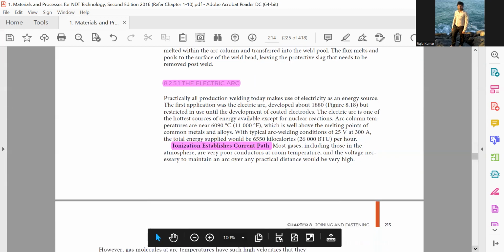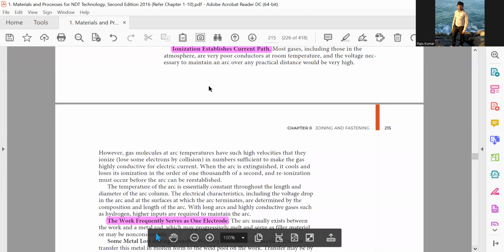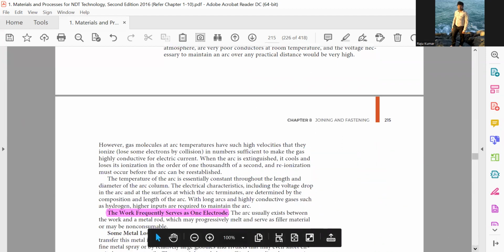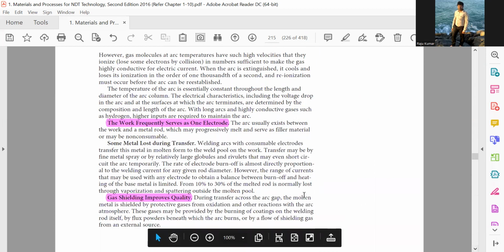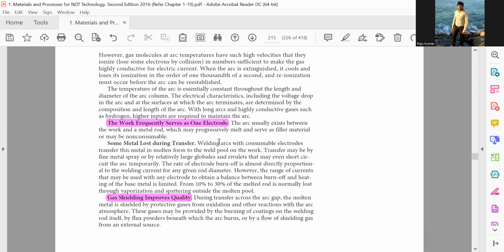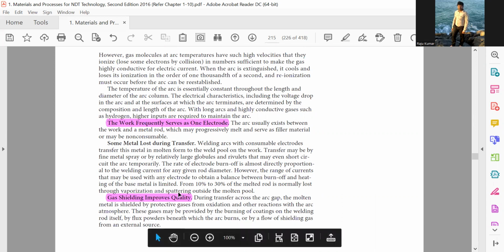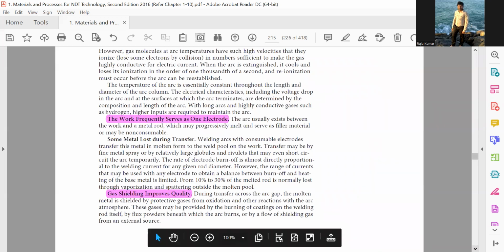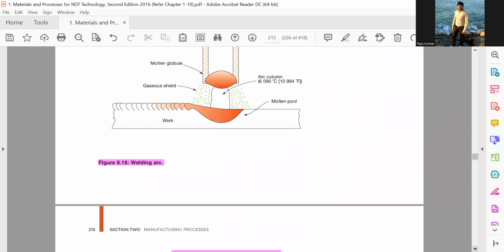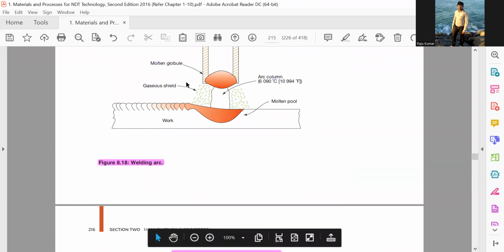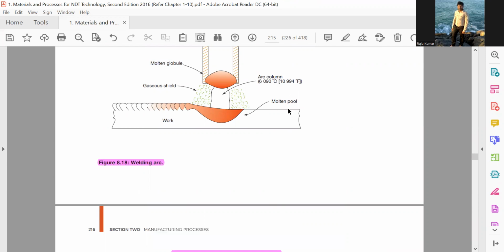The core of the electrode gives this ionization in the gas. The arc frequently serves as one electrode, and some metal is lost during the transfer. Gas shielding improves quality. The welding arc consists of the molten globule, gaseous shield, arc column, and molten pool.